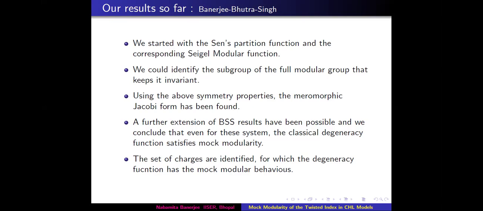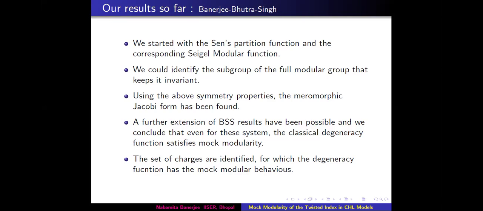And then a further extension of BSS results we have been able to do, the theorem extends, and we concluded that even for this system, the classical degeneracy function satisfies mock modularity. The set of charges are identified for which the degeneracy function has this kind of behavior. So basically the entire result extends to this system as well. Any question?